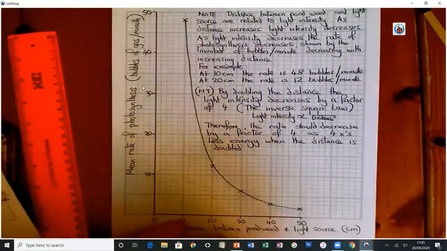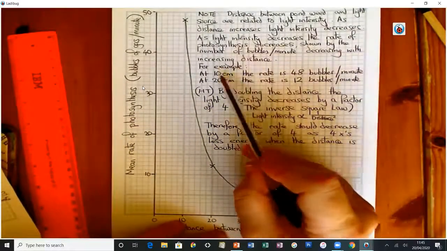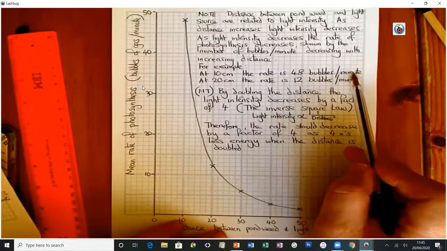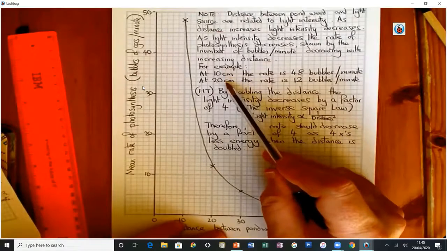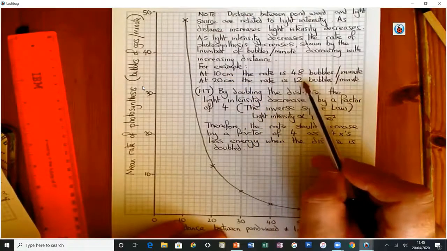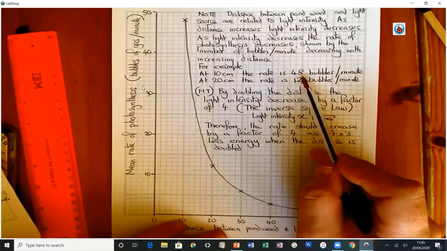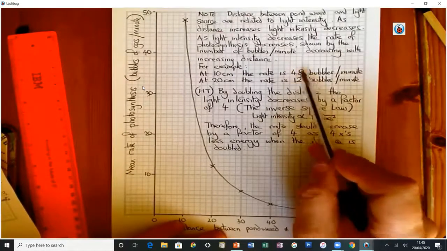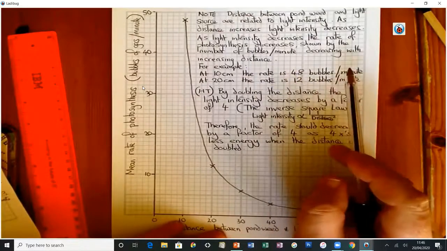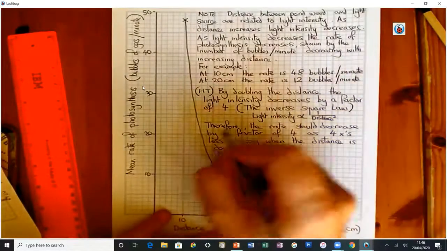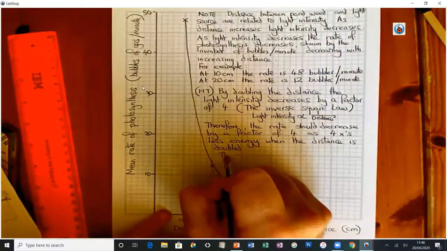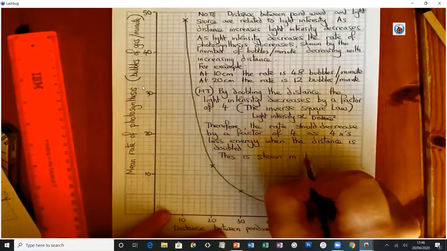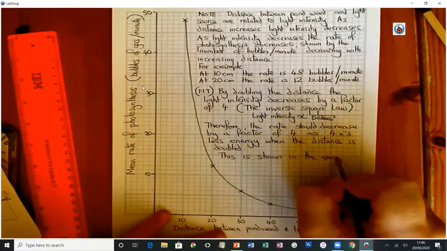Now that is shown in this example up here. So we started at 10 centimeters. We had 48 bubbles per minute produced. We double the distance to 20 centimeters. The number of bubbles produced has gone down by 4. Four 12s are 48, or 48 divided by 4 is 12. So we can see that in this example. So we can say this is shown in the example above.